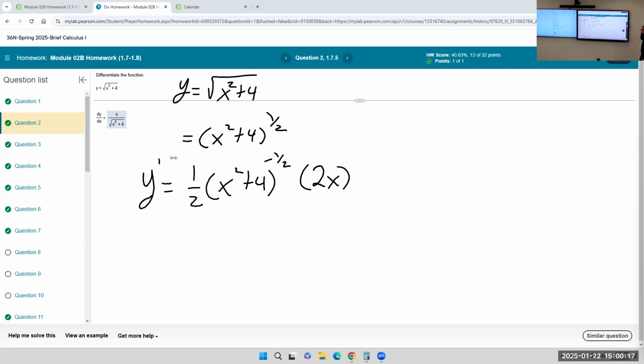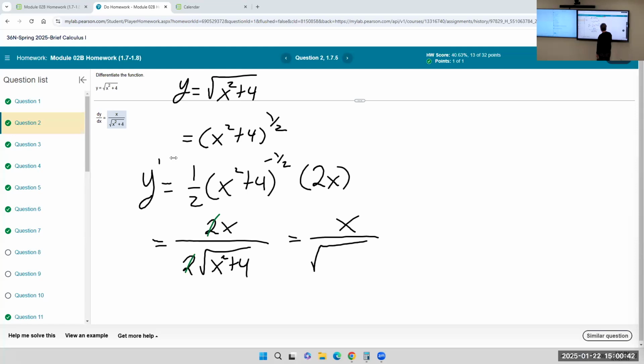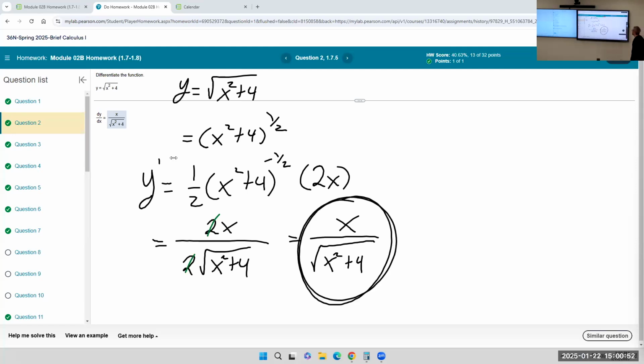Okay? So that's the derivative by chain rule. So that is 2x over 2 root x squared plus 4. Now just because of arithmetic, I happen to have a 2 over 2, so I can simplify that, but the calculus part is over. Okay, chain rule. Take the derivative of the outside and then the inside.